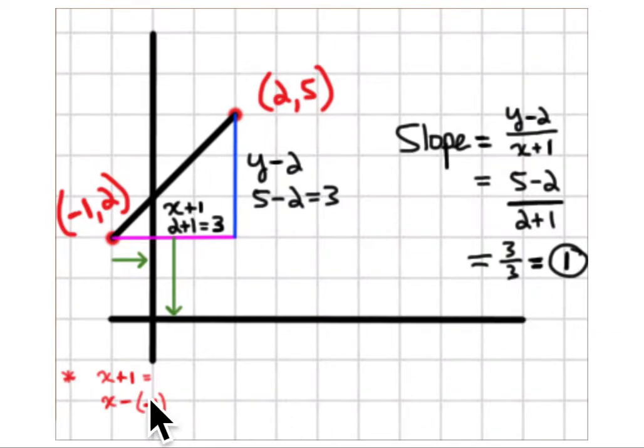Now, x plus 1 is the same, going back to 7th grade, as x minus a negative 1. So in this case, what's the difference between the value of x and negative 1? So how far are they apart? Well, the difference between 2 and negative 1 is 2 minus a negative 1. So what's the difference between them? It is 3 units. So the way that you can calculate that is use the inverse operation and the additive inverse.